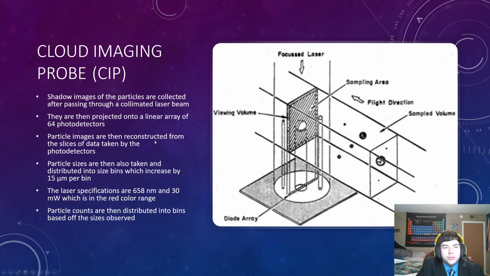Another machine that I use is the cloud imaging probe. That's a little diagram of how it works on the right. The shadow images of particles are collected after passing through a collimated laser beam. They are then projected onto a linear array of 64 photodetectors. The particle images are then reconstructed from the slices of data taken by the photodetectors. Our particle sizes are also distributed into size bins, which increase by 15 microns per bin. The laser specifications are 658 nanometers and 30 milliwatts, which is in the red color range, and that is the ideal color range for this kind of analysis.